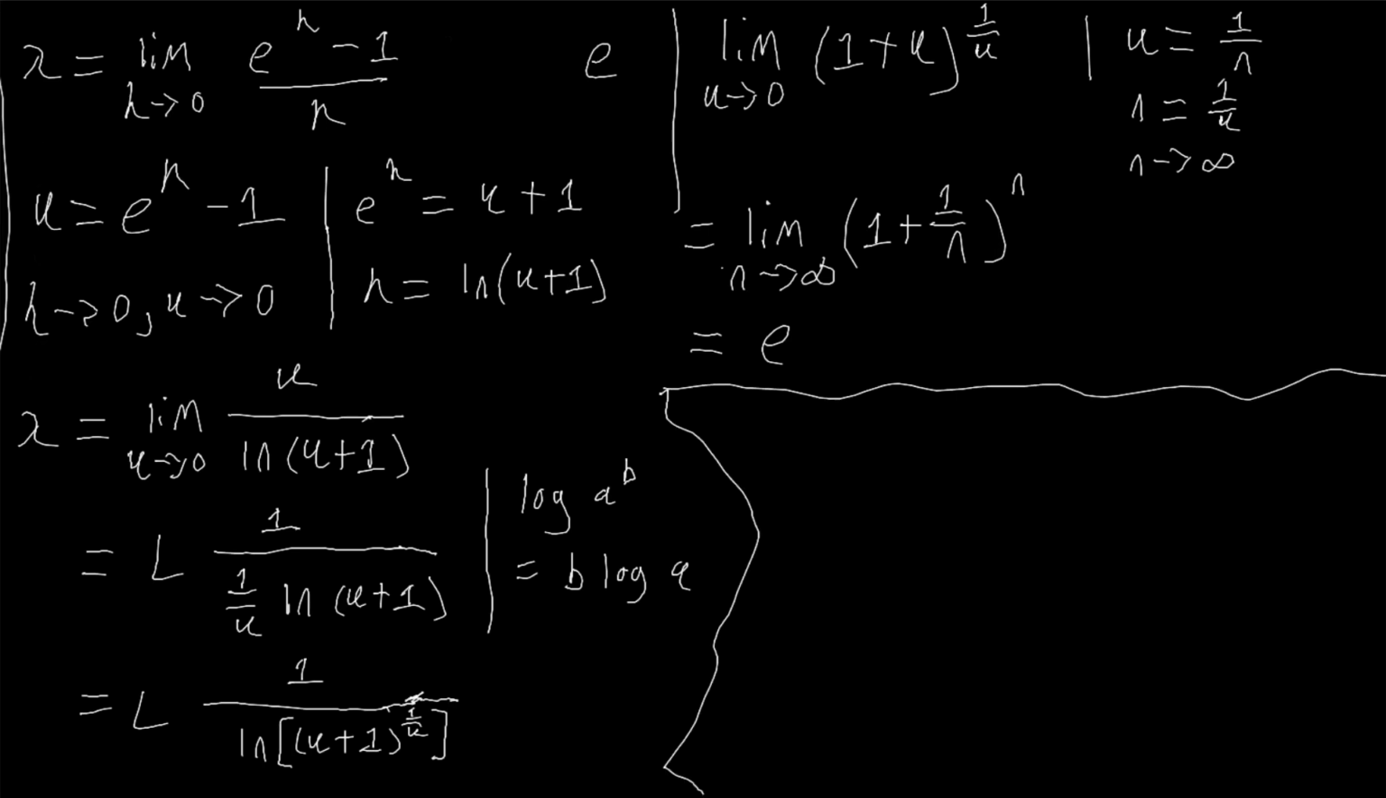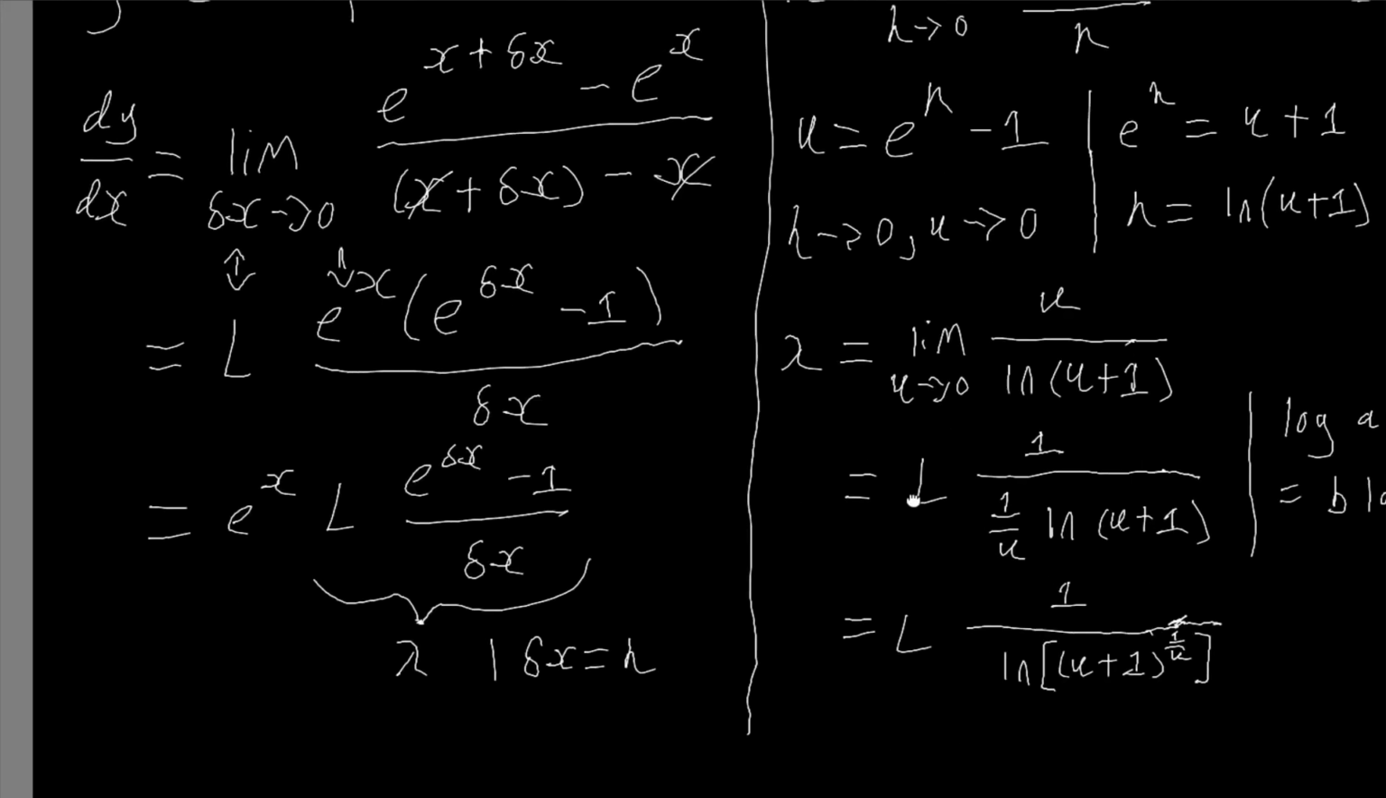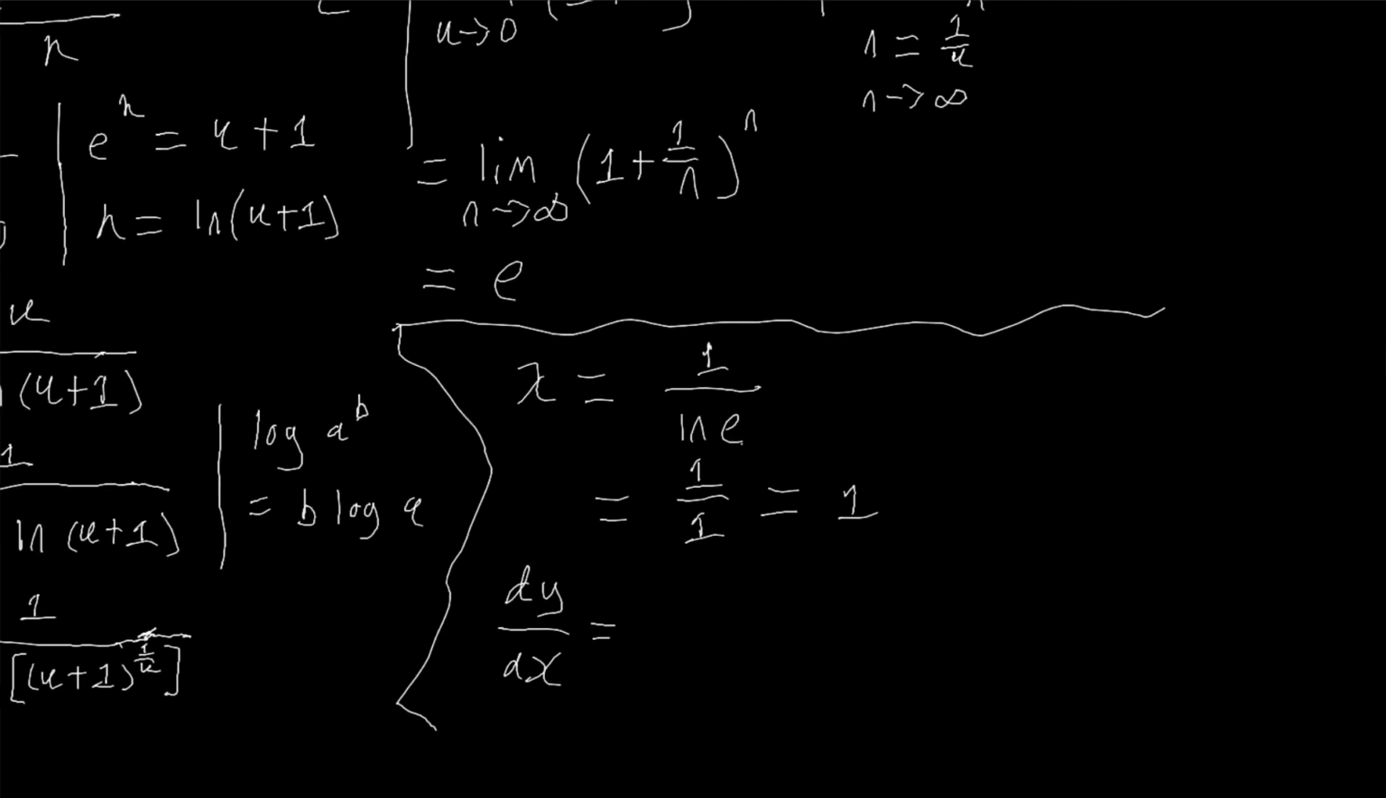We can now take our limit, lambda. We can state that this is going to be equal to 1 divided by the natural log of e, which of course is going to be 1 divided by 1, which is of course just going to be equal to 1. We can then state that our derivative of y with respect to x is going to be equal to e to the x times our lambda, which will just be e to the x times 1, which is equal to e to the x. Perfect.